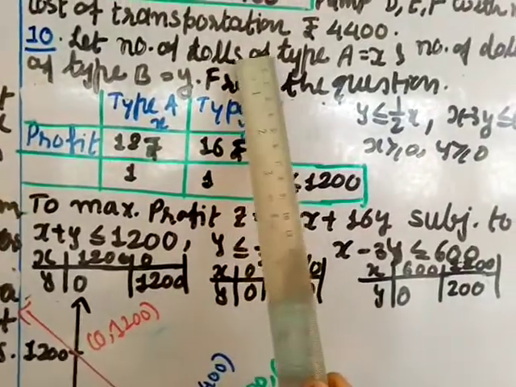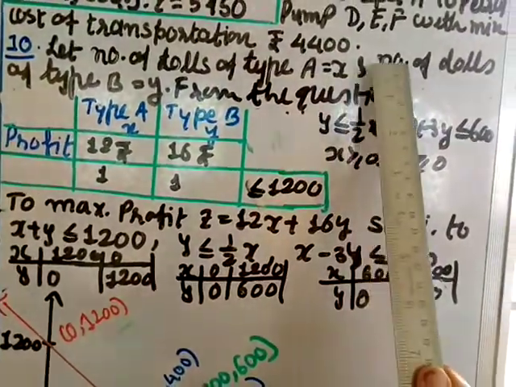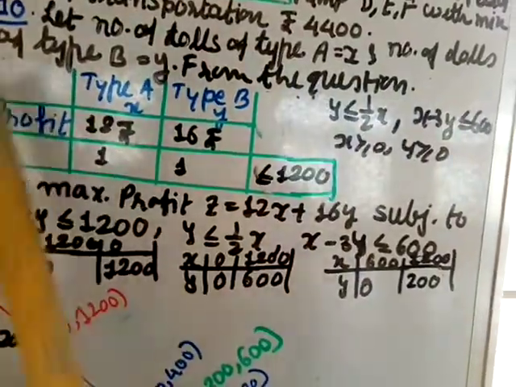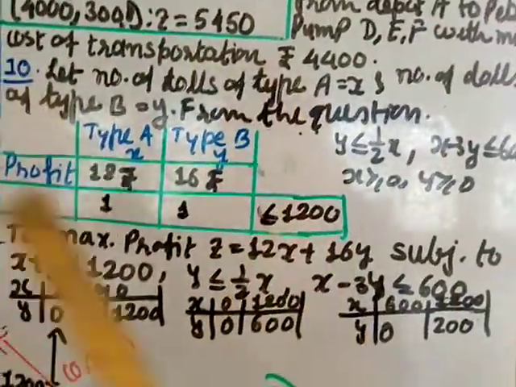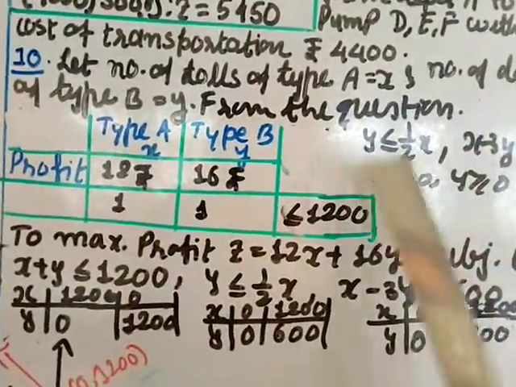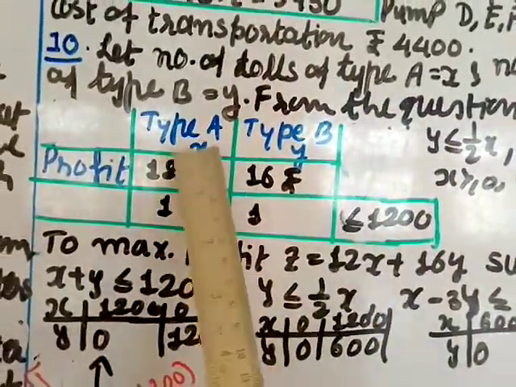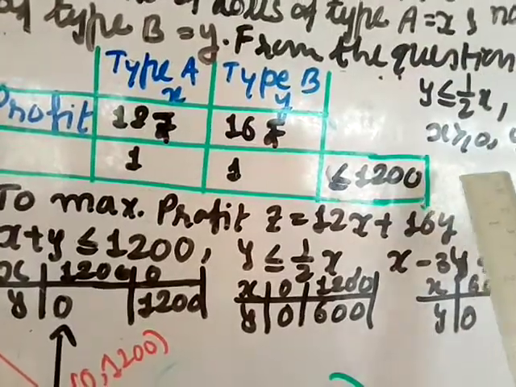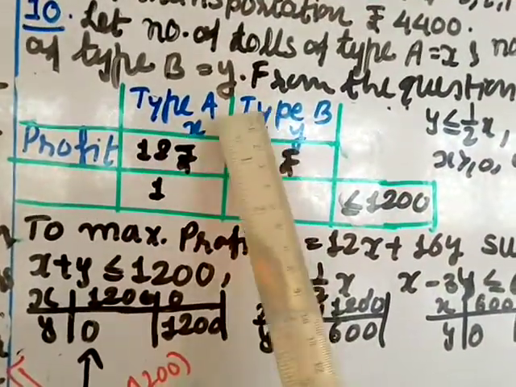Let the number of dolls of type A be x and the number of dolls of type B be y, from the question. I have just written everything. I could not analyze here, so other things I have written directly. Okay, only these two things I have analyzed in the table form, the rest I have directly written from the given question. So type A is x, type B is y.